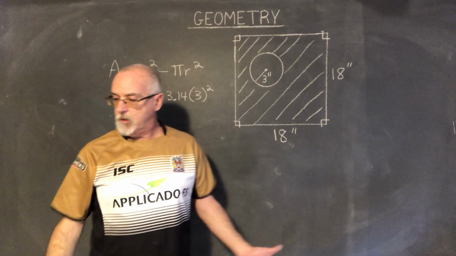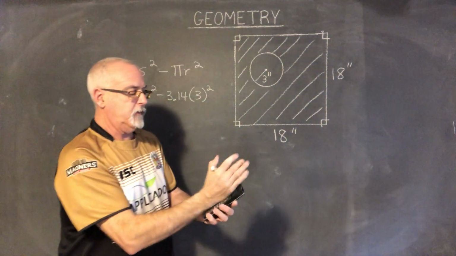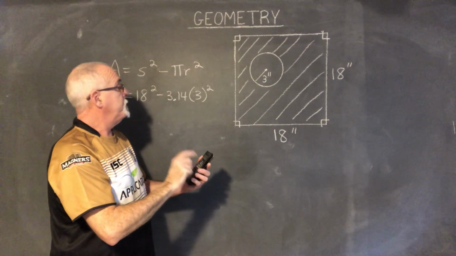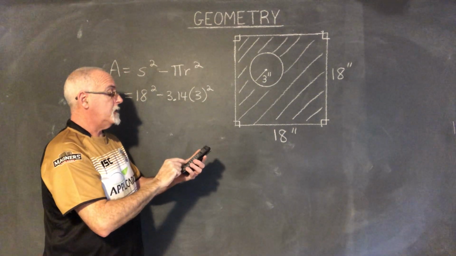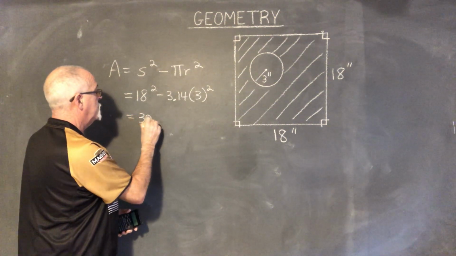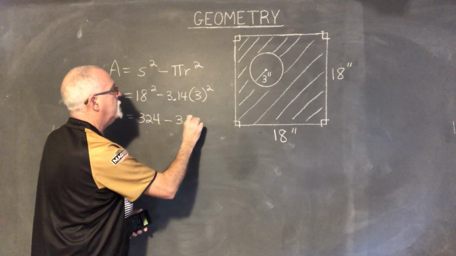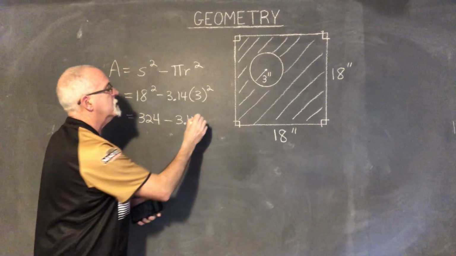Let's simplify. Where's my calculator gone? Ugh. Lots of chalk dust on this thing. Okay, 18 squared first. 18 squared is equal to 324. Minus, okay, I'm going to do this in steps. 3.14 times 3 squared. 3 squared is 9.